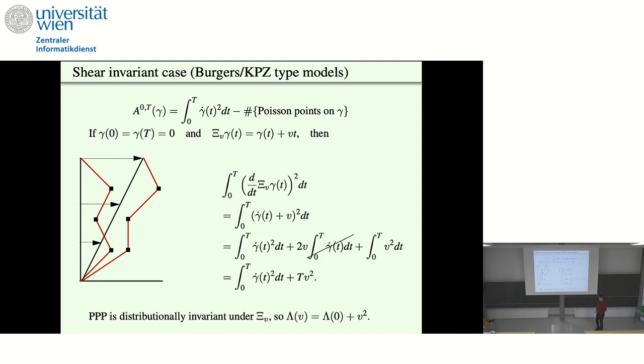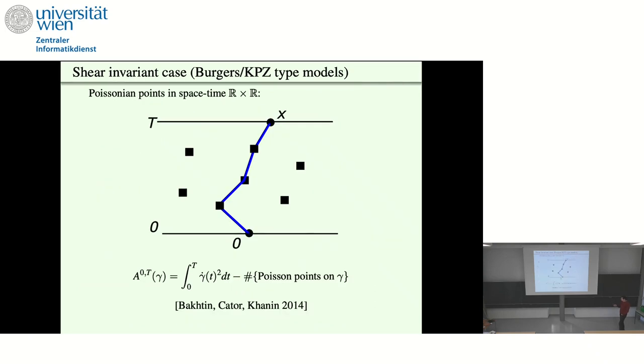And so it means that if we know how actions behave for paths connecting zero to zero, then we also know how they behave for paths connecting zero to NV or TV. Well, because the Poisson point process is distributionally invariant, right? You apply the shear transformation and the areas are preserved. So the distribution of the Poisson process is distributionally the same thing. So this is a new way to compute the shape function. You can start with just looking at paths connecting zero to zero and just apply these transformations.